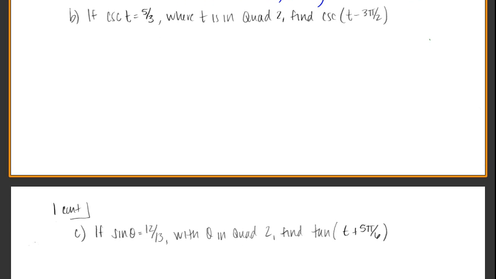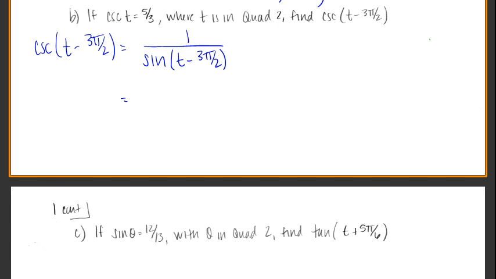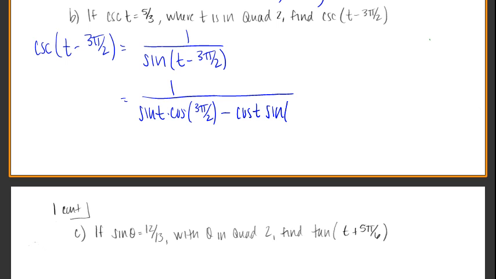Alright, let's go to example B. We want to find cosecant of t minus 3 pi over 2. I don't know cosecant, but I know that cosecant is 1 over sine. So it's 1 over sine of t minus 3 pi over 2. So it's 1 over the sine of the first times cosine of the second minus cosine of the first times sine of the second.